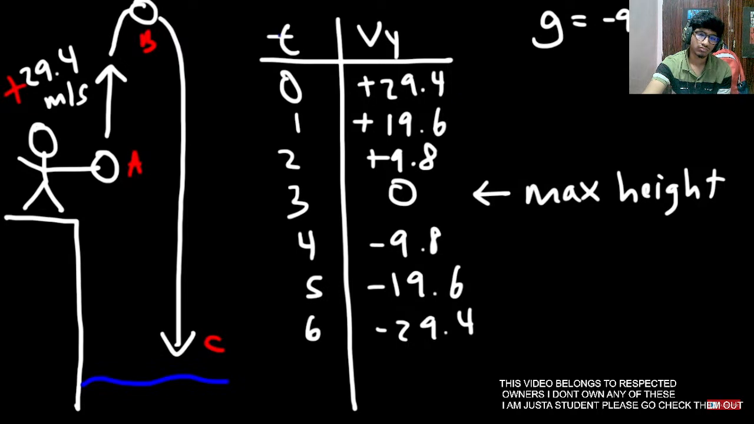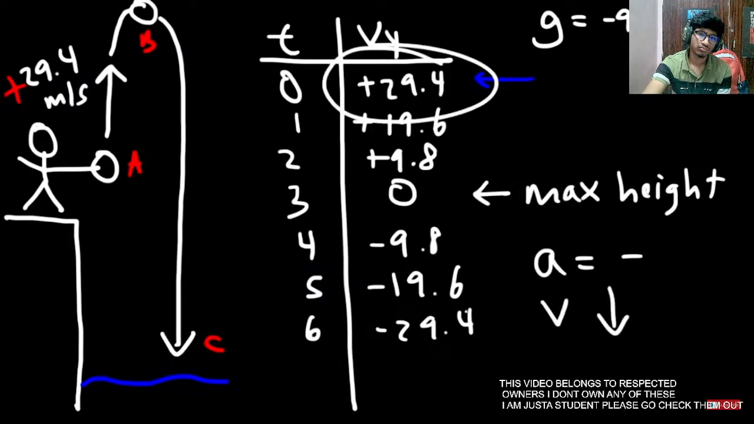So that's the mathematical profile of this situation. So now you understand what's happening to the velocity values as time progresses. Anytime the acceleration is negative, the velocity is decreasing. As you can see, it started with a positive value, and now it's becoming negative.